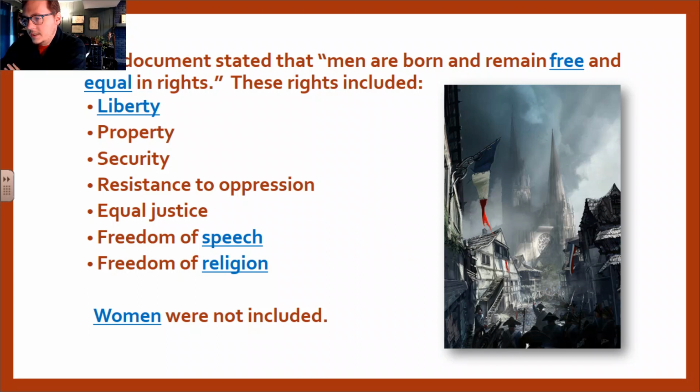Resistance to oppression and security, essentially that is the belief that you have, well, it's essentially the equivalent to our Second Amendment. That you have the right to feel secure in your home, and that you have the right to resist oppression from your government, right? And again, I'll say it again, the American Founding Fathers didn't make the Second Amendment because the deer were coming, and the French were not making this into their Declaration of the Rights of Man because the deer were coming.